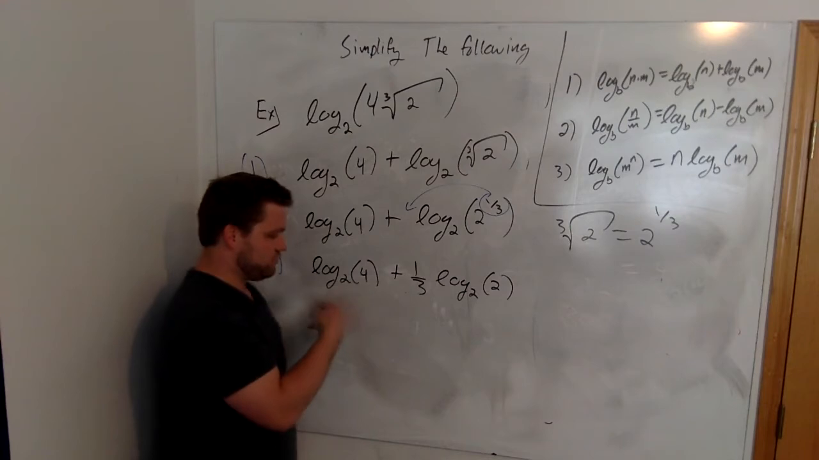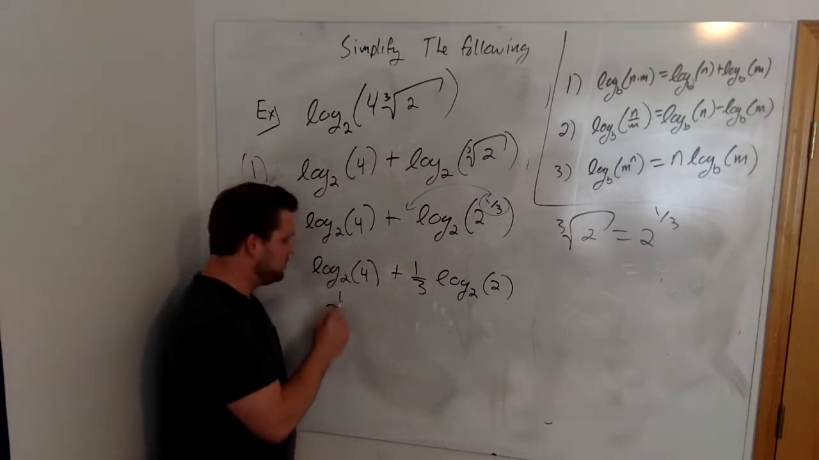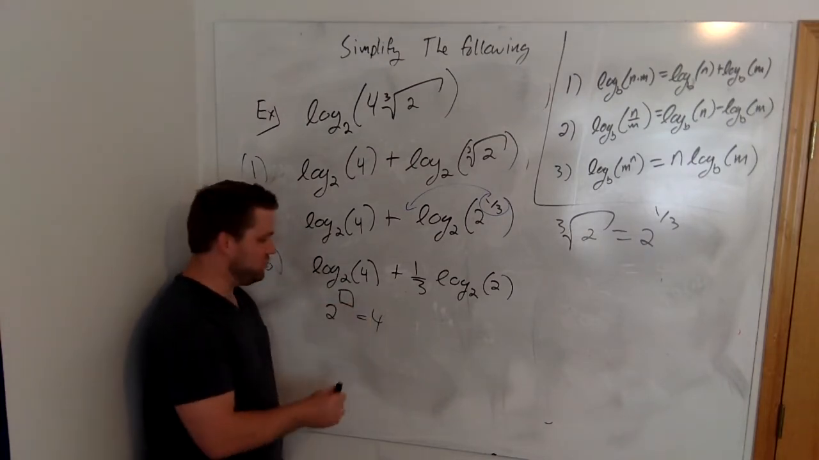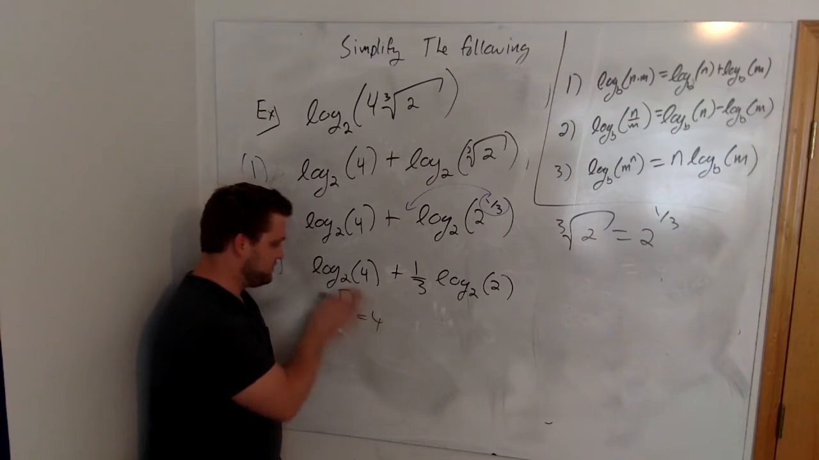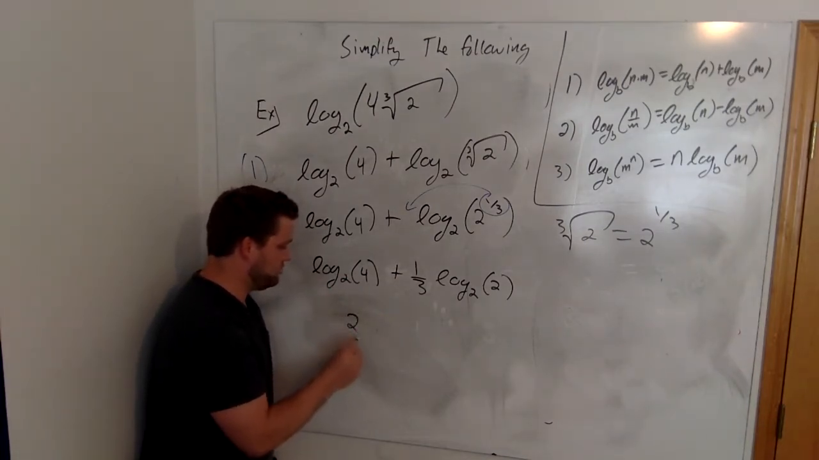There's a couple ways we could think about this one. We could just switch this into exponential form. What is this saying to us? This is saying 2 to what power gives you 4? I hope you believe that it's 2. 2 squared is 4. So this one is 2.